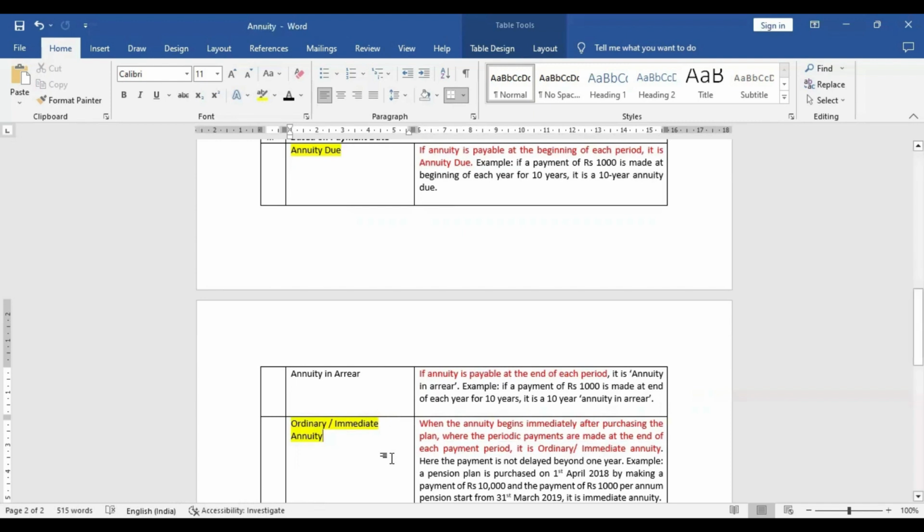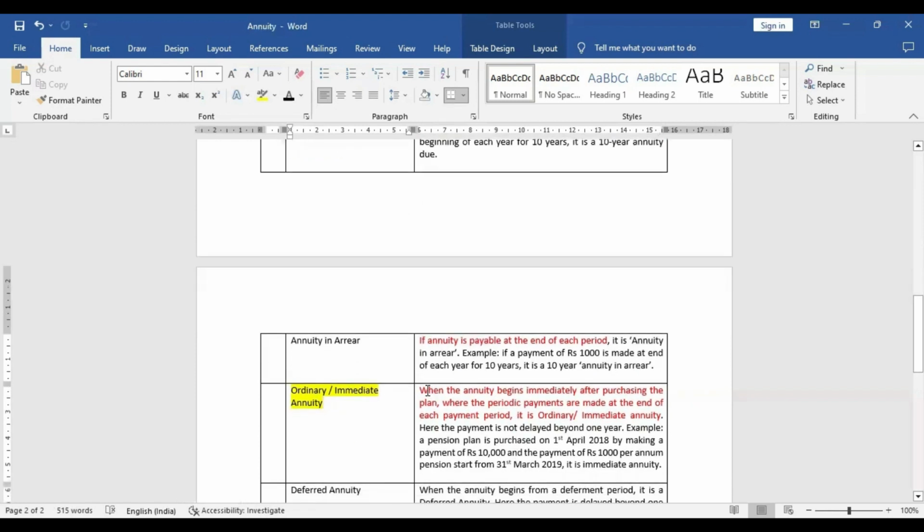That is why it is known as ordinary annuity or immediate annuity. Basically, the concept of annuity in arrear will come in the ordinary itself. That means the annuity begins immediately after purchasing the plan, where the periodic payments are made at the end of each period. That means the annuity is going to start immediately when we have purchased the plan, but the periodic payments are going to be made at the end of each period. That is known as the ordinary annuity.